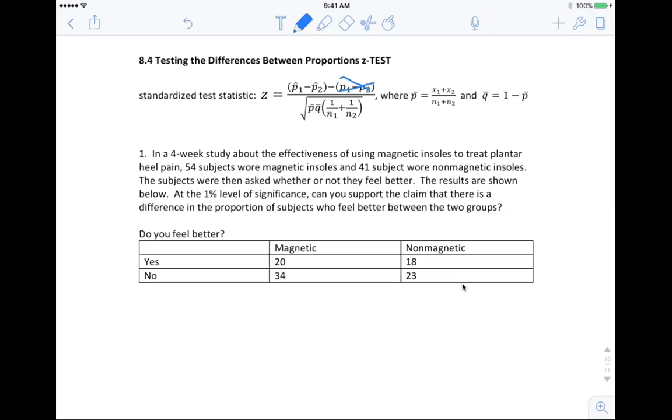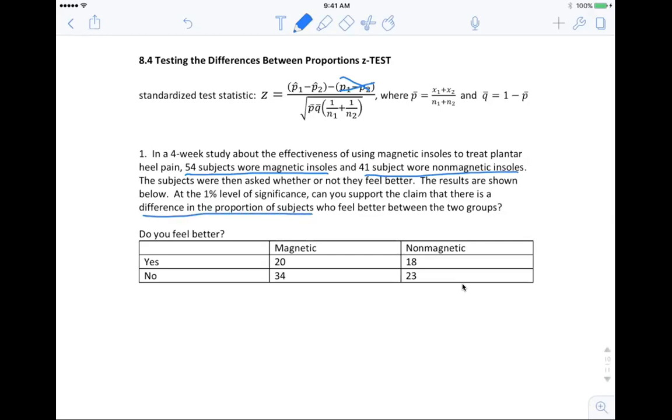So we have magnetic insoles to treat heel pain. And then we have 54 subjects wore the insoles and 50 wore non-magnetic ones. And they're asked if they felt better. Can you support the claim, or let's test the claim that there is a difference in the proportion?